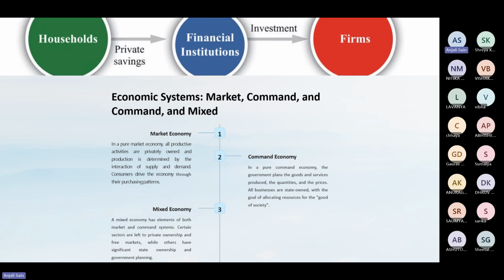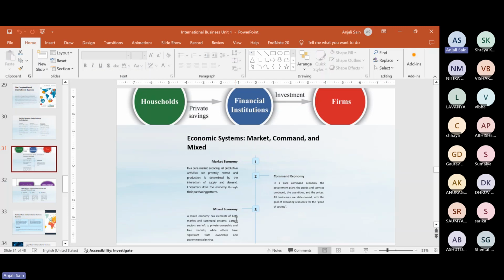Some of the sectors are majorly government owned, and in other sectors we see a lot of private players. So India is a mixed economy, where there are many institutions and organizations that are government owned, and many companies that are privately owned, and they both work for the betterment of the society.